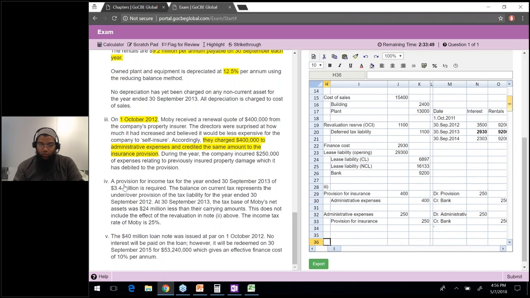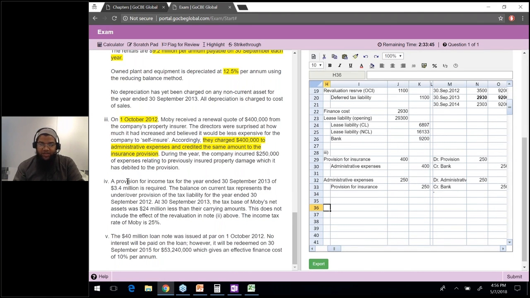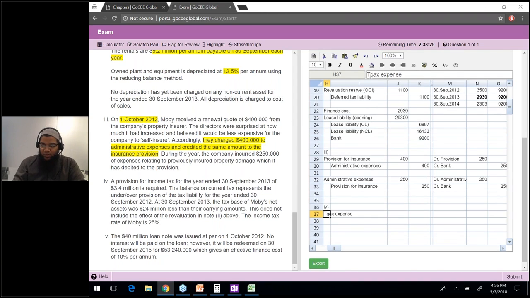So now adjustment number four. In adjustment four, the question says that a provision for income tax for the year ended 30th September 2013 of 3.4 million is required. So we need to record a provision of 3.4. So the entry is going to be, for adjustment number four, tax expense debit and provision for tax credit by 3400.